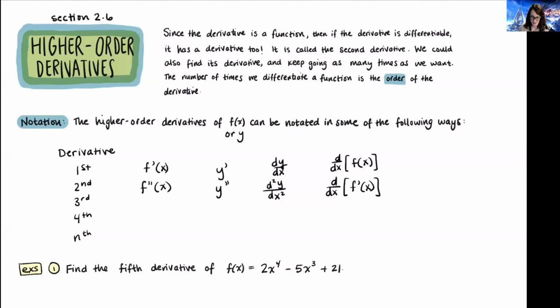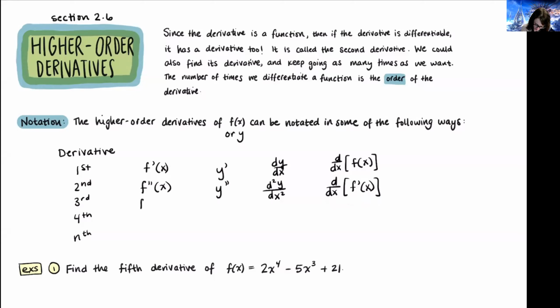The derivative of f prime of x, or d dx of f prime of x. Sorry, my iPad cut out for a sec. So d dx of f prime of x is our last way to notate this. That just means the derivative of the first derivative. And that's what a second derivative is. The third derivative would be finding the derivative of the second derivative.